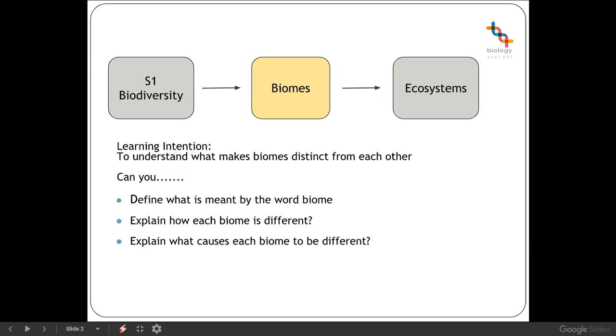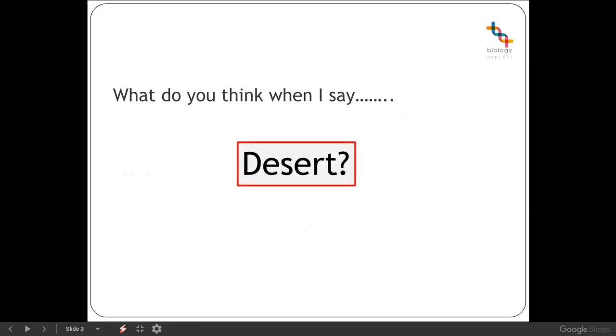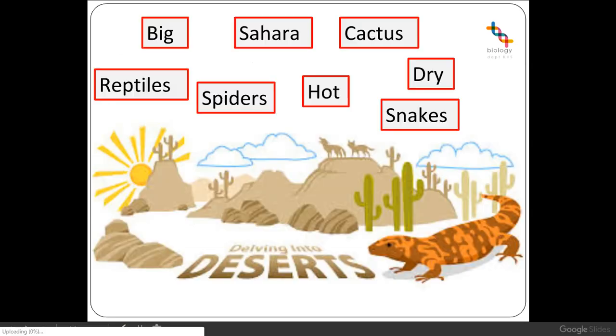So in your starter task, you were given a couple of prompts to think of. So what do you think about when I say the word desert, for example? Now, depending on what you wrote for your starter task, you may have come up with some words or not on this slide. So you may have come up with reptiles, big, Sahara, cactus, dry, spiders, hot, snakes, anything that describes the environment or the organisms and people that might be living there.